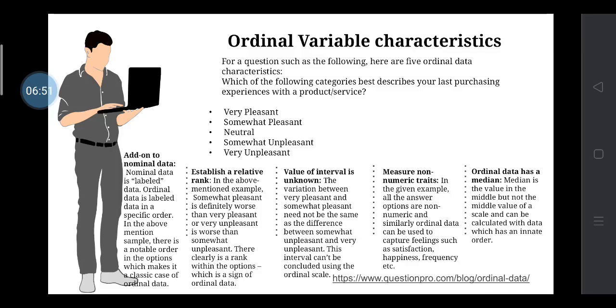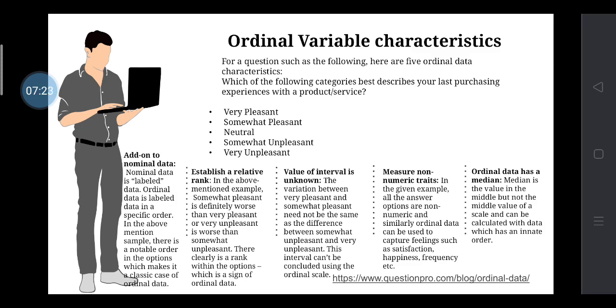Okay, next. Ordinal variable characteristic. For questions such as the following, here are 5 ordinal data characteristics. Which of the following categories best describes your last purchasing experience with a product or service? This is an example of an ordinal variable characteristic. The first is very pleasant, somewhat pleasant, neutral, somewhat unpleasant, very unpleasant.